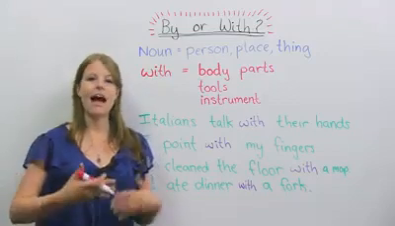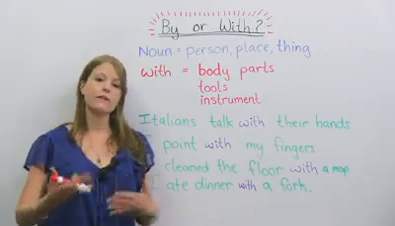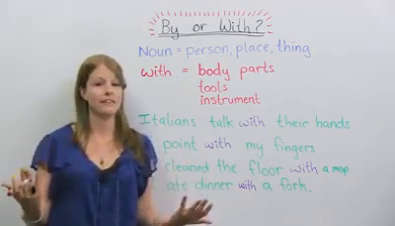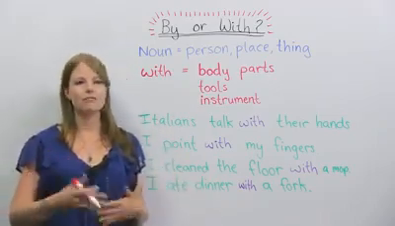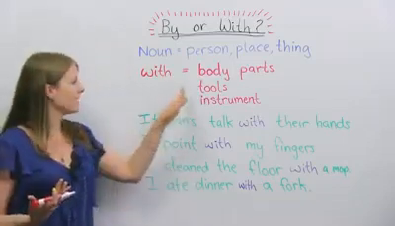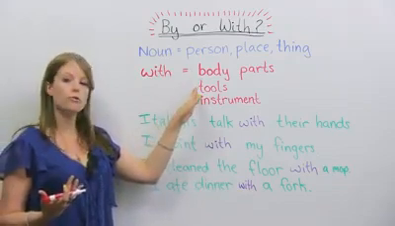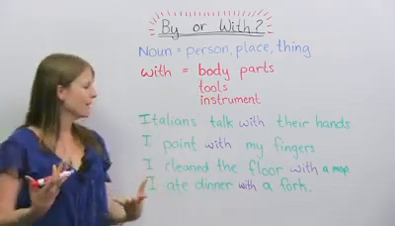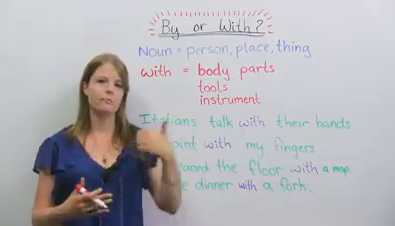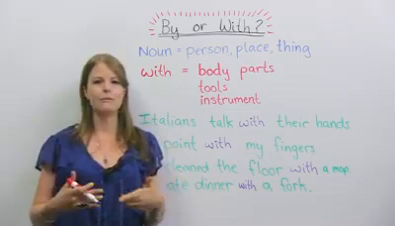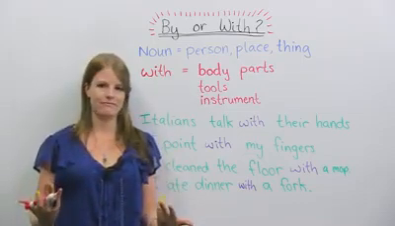Okay. How did you cook? I cooked with a microwave. I cooked with a pot. I cooked with an oven. How did you camp? I camped with a tent. So we use this a lot of the times when we're talking about body parts, tools, or instruments, things that help you do things. Okay, so we've covered a lot of ground here. We've covered "by" with verbs, we've covered "by" with nouns, and we've covered "with" with nouns.